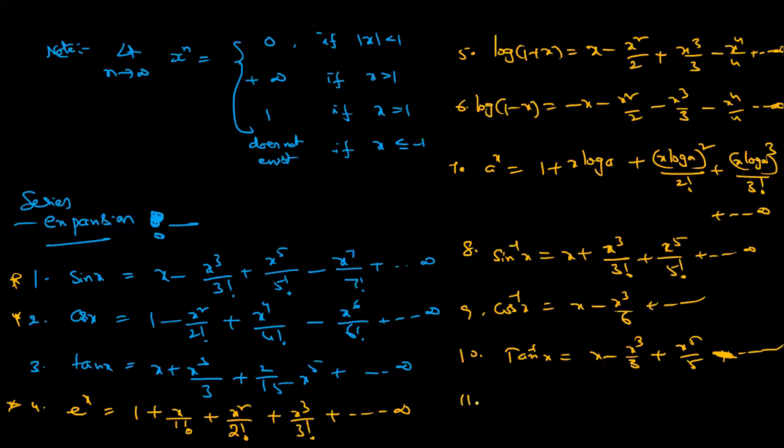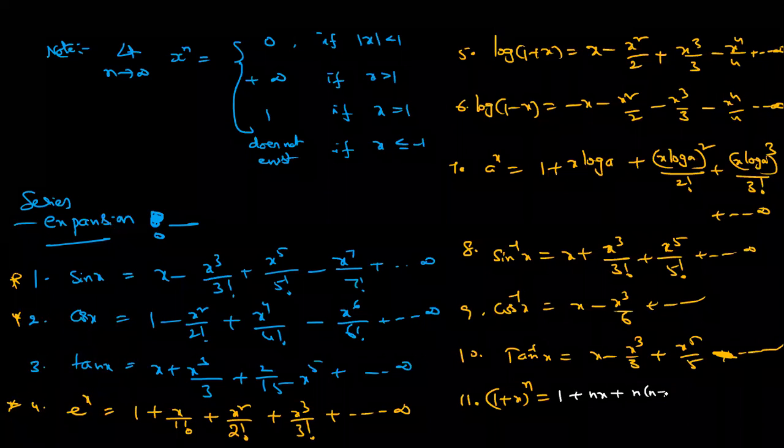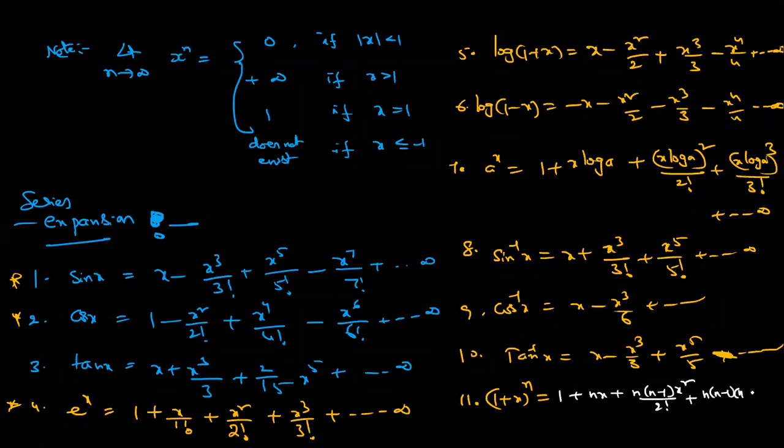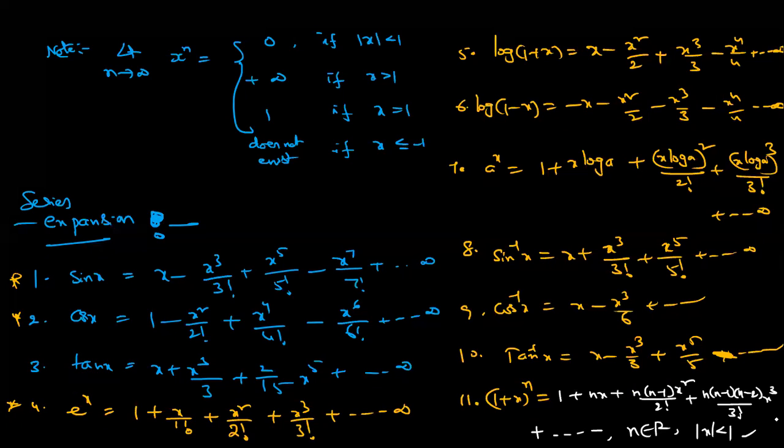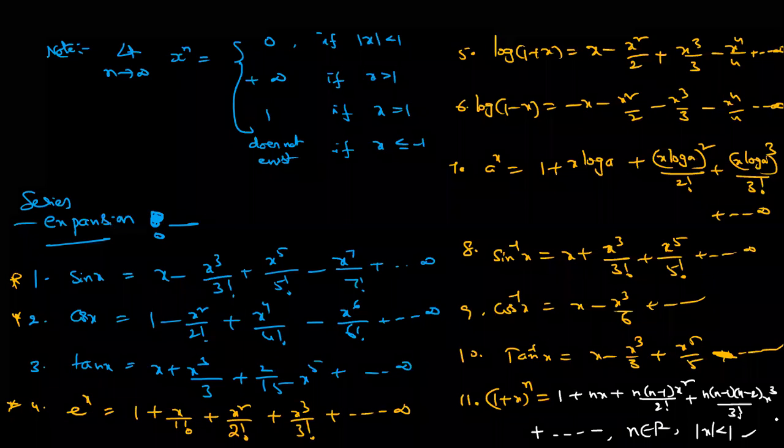Finally, (1 plus x) whole power n is equal to 1 plus nx plus n into (n minus 1) into x square by 2 factorial plus n into (n minus 1) into (n minus 2) by 3 factorial x cube, and so on, where n belongs to R and modulus of x should be less than 1. So you should remember this formula when I'm asking.